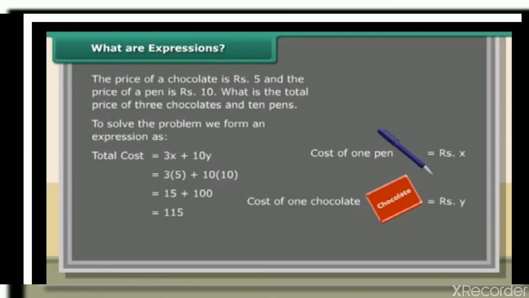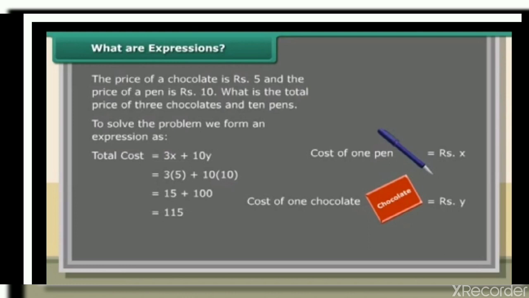So what are expressions? The price of a chocolate is rupees 5 and the price of a pen is rupees 10. What is the total price of 3 chocolates and 10 pens? To solve the problem, we will form an expression. Let the cost of 1 pen be rupees x and the cost of 1 chocolate be rupees y. So the expression will be 3x plus 10y.